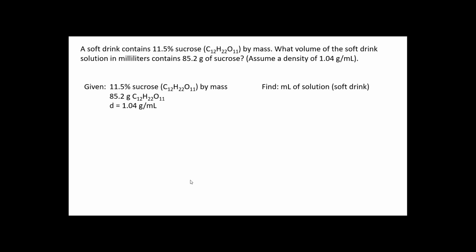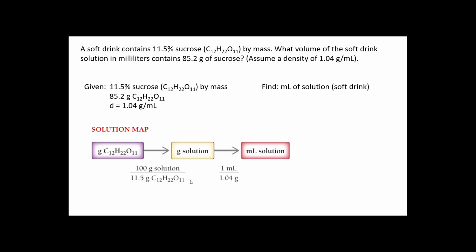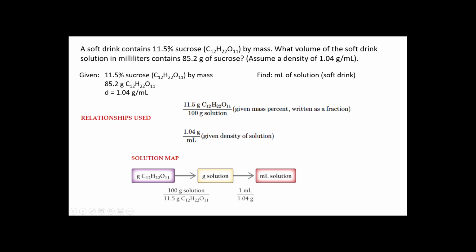So let's pull out what we know about it. We have 11.5% sucrose by mass. We're given 85.2 grams of sucrose, and we have a density of 1.04. We need to find the milliliters of solution of this. So here is our stepping stone to this. We have our grams. I'm missing something here. There we go. I have an extra slide in there and I shouldn't.